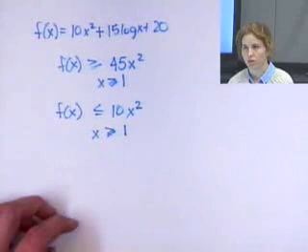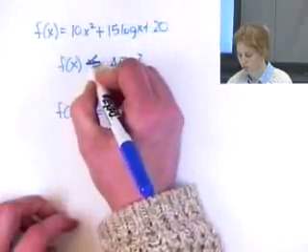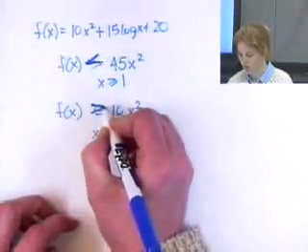I thought it was less than or equal to 45. I think you guys got too mixed up again. Did I mix them up? Yeah, I meant less than or equal to here, greater than or equal to there.